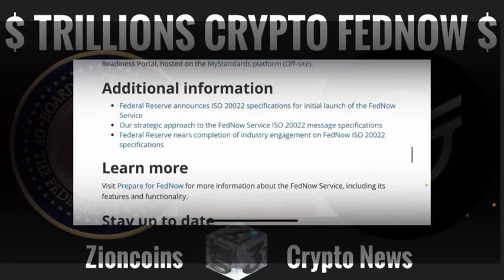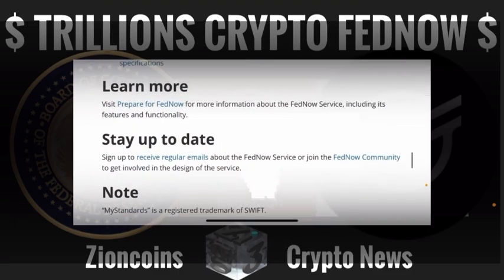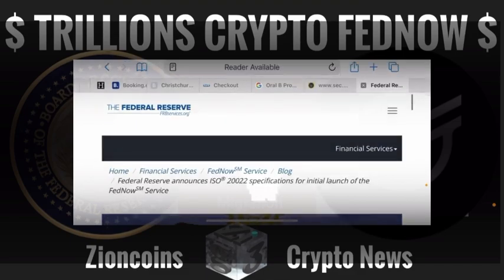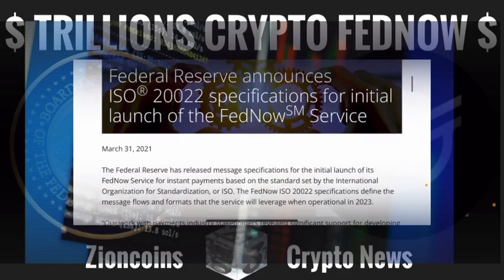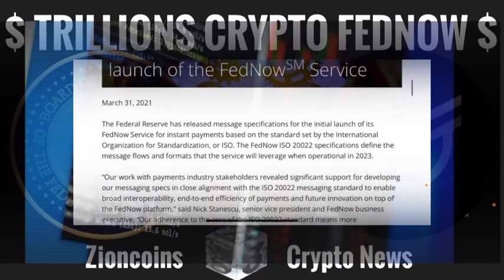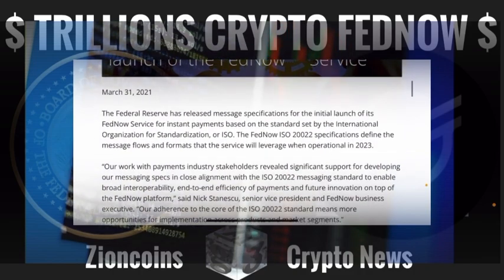Now, what is this publication? Let's have a look, clearly. Let's see what we got here. So, Fednow service. Federal Reserve announces ISO 20022 standard specification for initial launch. March, this is 2001.